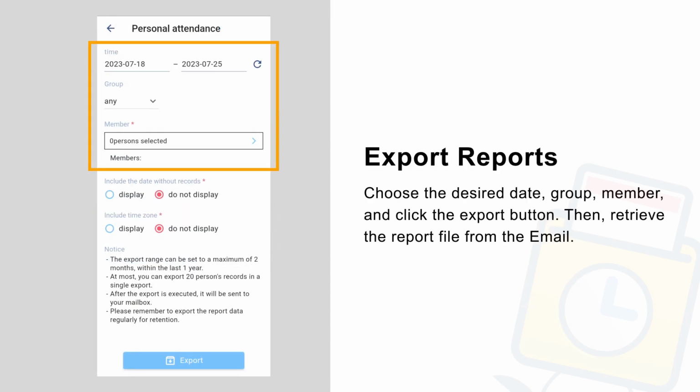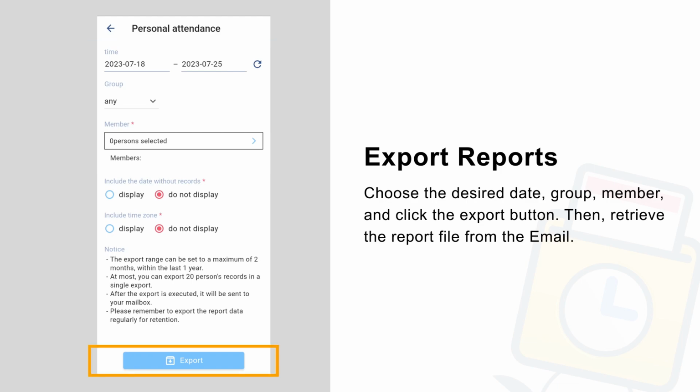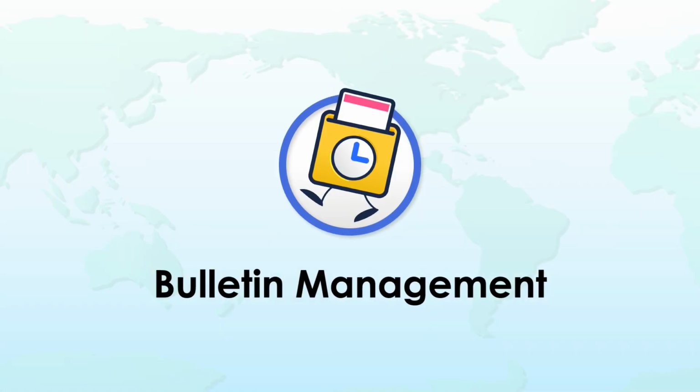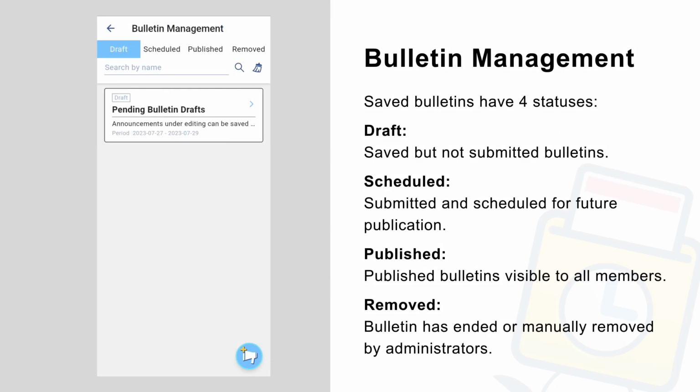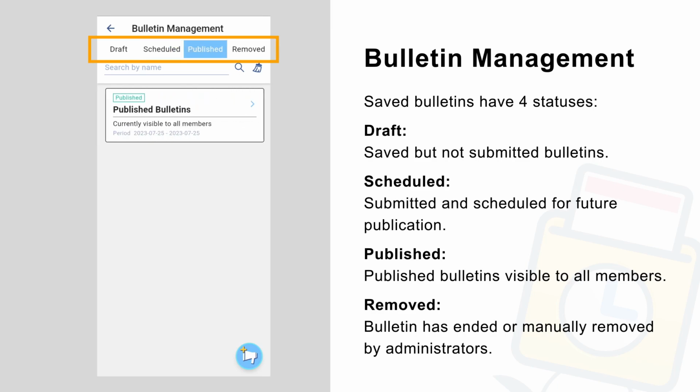Choose the desired date, group, member, and click the Export button, then retrieve the report file from the email. Bulletin management. Administrators can publish bulletins to convey messages to all members. Unread bulletins will display reminders on the clock-in page. Saved bulletins have 4 statuses: draft, scheduled, published, and removed.